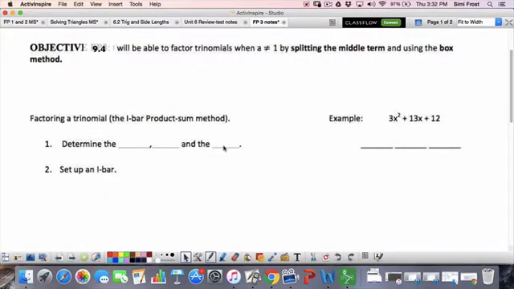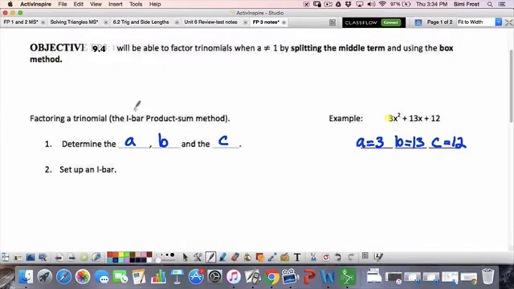So now we're factoring when a doesn't equal 1. So the only thing that's changed here is now there is a number there as opposed to nothing being there, and that meant it was 1. So our first few steps are the same. First, we're going to determine the a, the b, and the c. So our a here is 3, our b is 13, and our c is 12.